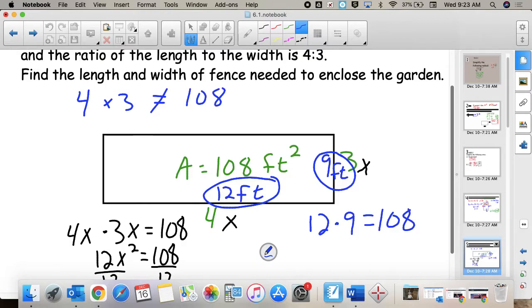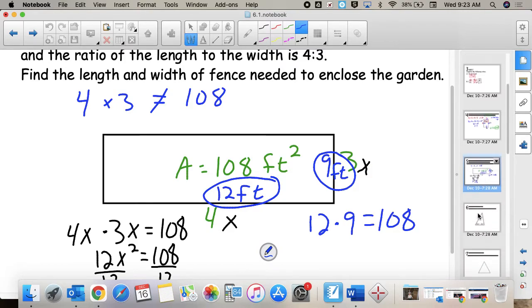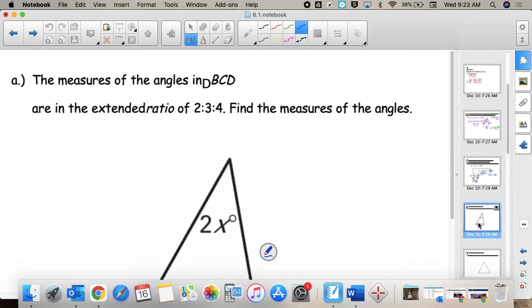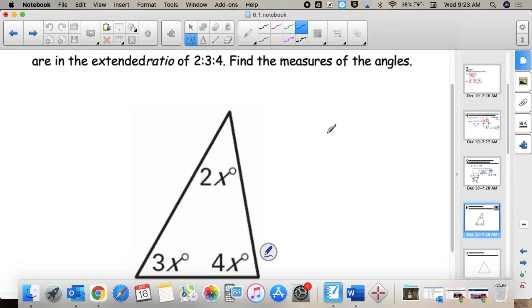Right, looking at example 3. Example 3 is very similar with working with these ratios. The difference being is now it's in what they call an extended ratio. All an extended ratio is, it's going to be a measurement or a ratio that shows 3 different things. So it says the measures of the angles in triangle BCD are in the extended ratio of 2:3:4. It says find the measures of those angles.